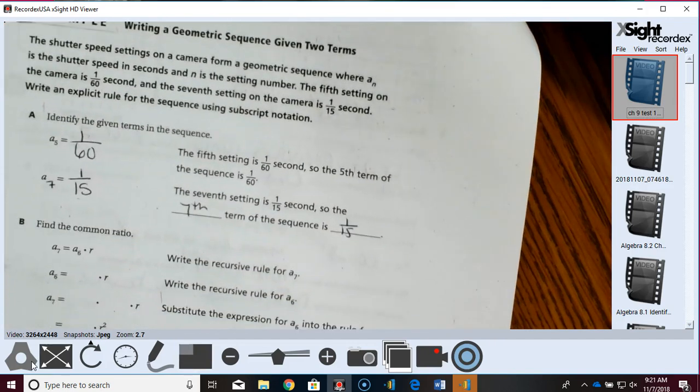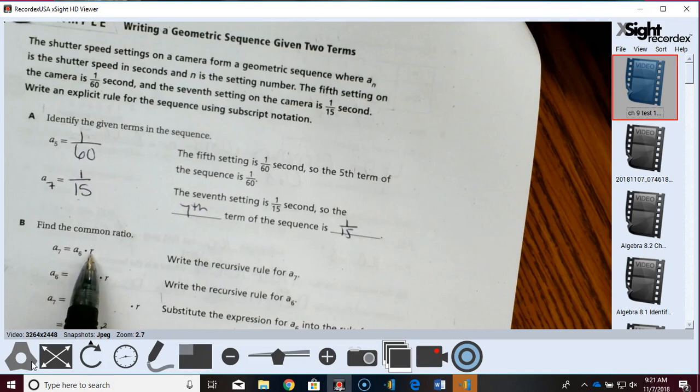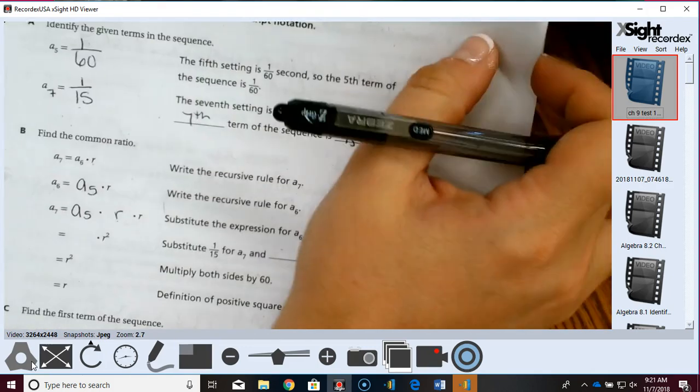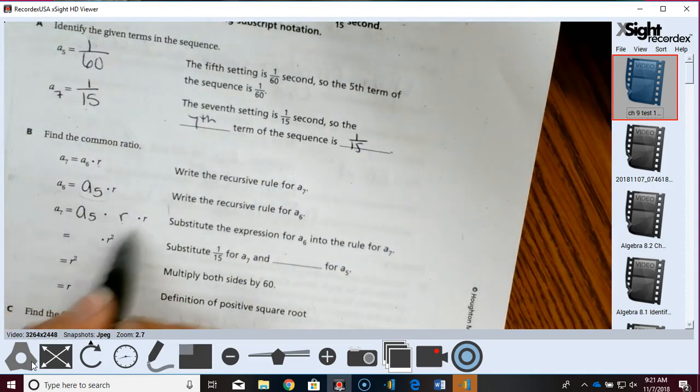Find the common ratio. A to the 7th is A to the 6th times the common ratio of R. A to the 6th is going to be A to the 5th times R. A to the 7th is A to the 5th times R times R. So it would be the 6th times 1 more R.